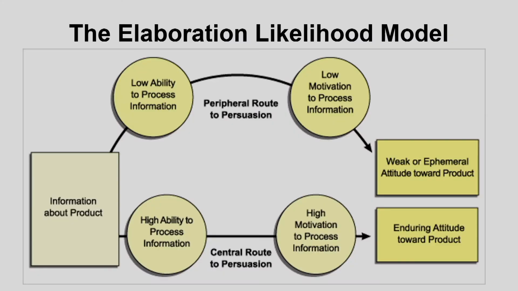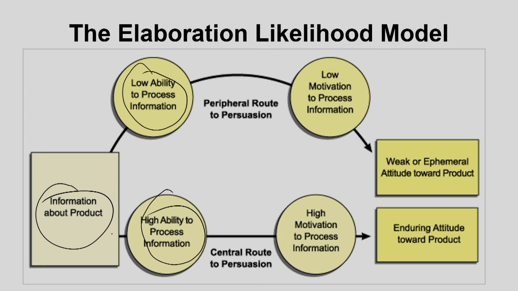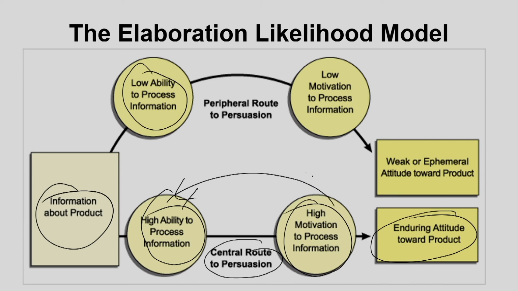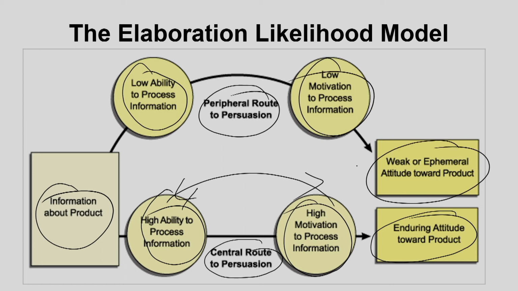So, this is how the elaboration likelihood model really works. Information about the product can meet low ability to process information or high ability to process information. If consumers have high ability in information processing, the central route to persuasion is used and high motivation is required here, that leads to enduring attitude formation towards the products. People who use the central route of persuasion for looking at an ad have longer, more stable attitudes about products. On the other hand, low ability to process information uses the peripheral route to persuasion, people have low motivation, and so a weak or very weak attitude about the product is there, which may change from time to time.